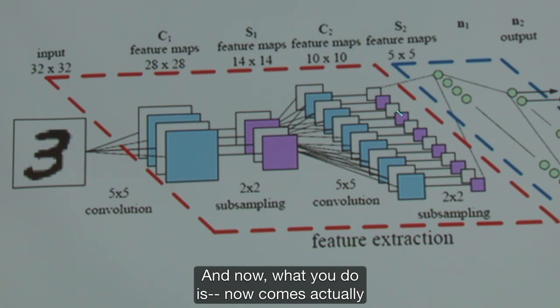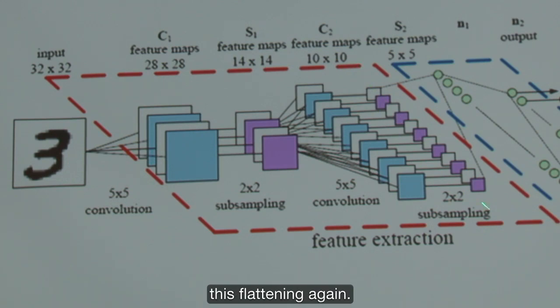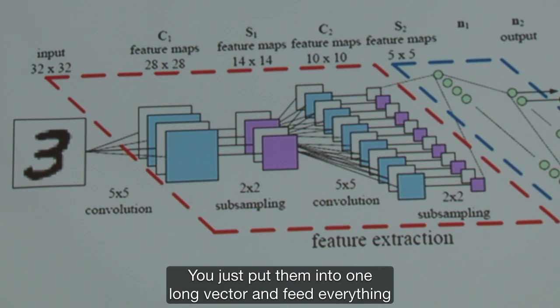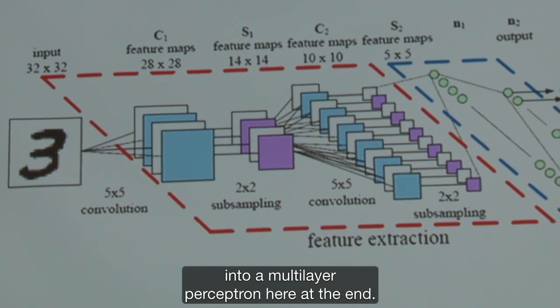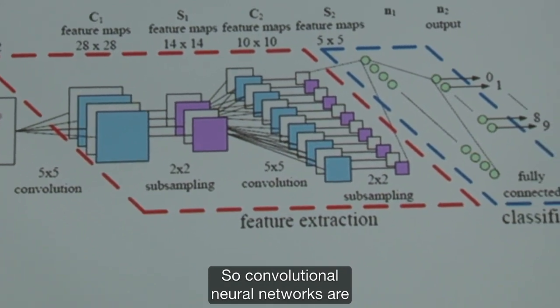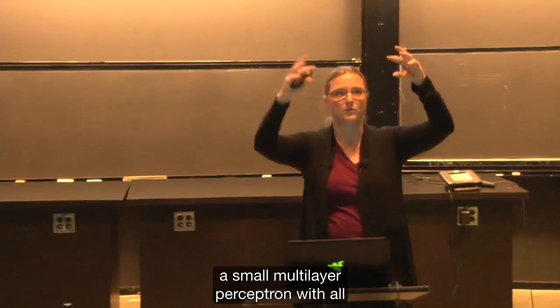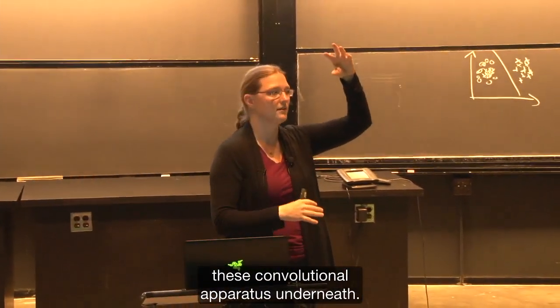And now comes actually this flattening again. You take all these small feature maps, you just put them into one long vector and feed everything into a multi-layer perceptron here at the end. So convolutional neural networks are a small multi-layer perceptron with all this convolutional apparatus underneath.